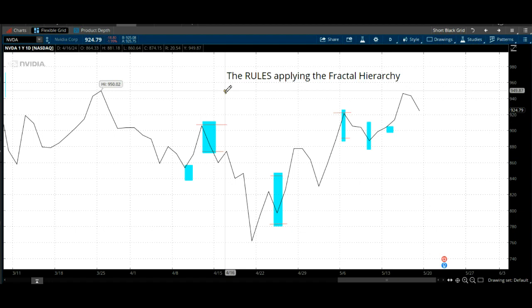If you look at the all-time high there, 950, we're attempting to go above that. That's on a daily time frame. Now, within the larger time frame, we have a hierarchy of fractals. And what we're attempting to do is identify the fractals.